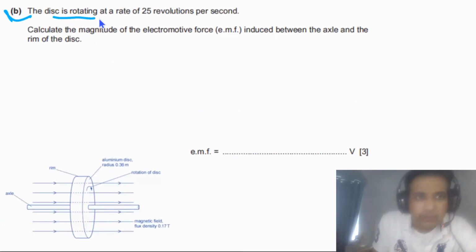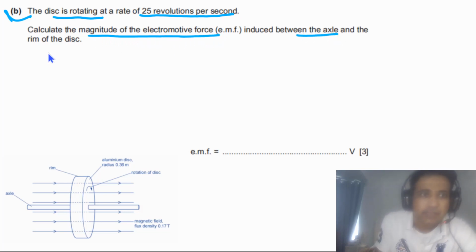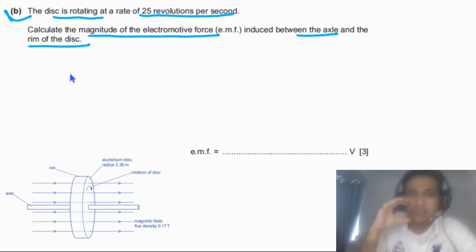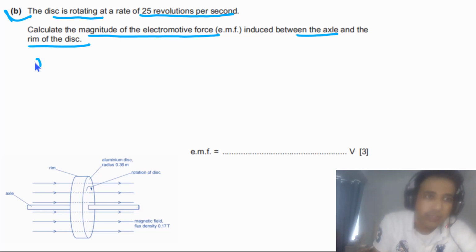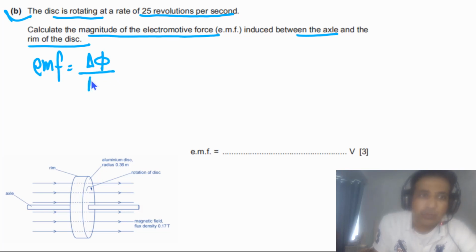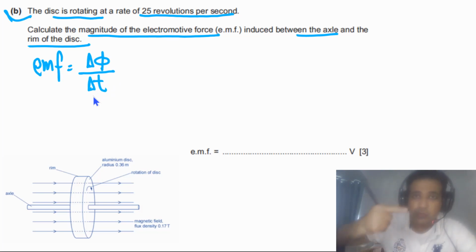Part B says the disc is rotating at a rate of 25 revolutions per second. Calculate the magnitude of the electromotive force induced between the axle and the rim of the disc. In this case, induced EMF is equal to the rate of cutting magnetic flux. It simply means the flux passing through the disc over time taken, and this time taken has to be the time for 1 complete cycle, meaning when the disc rotates 1 time.